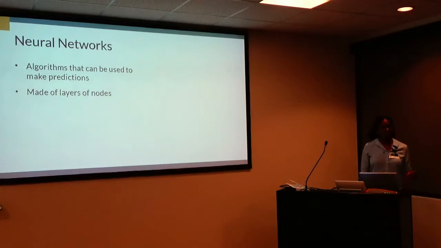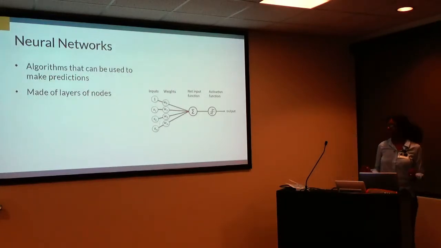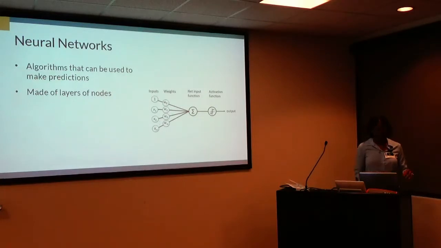So, they're made of different layers of nodes, and basically what that means is that right here you see one node, and it has different inputs, and each of those inputs will have a different weight to show how significant it is for the prediction results. And in the middle, the net input function, that's what's gonna train it and help you calculate errors and how long it takes, all that good stuff. And then you get some output, and you just have a bunch of these clustered together to make a brain.